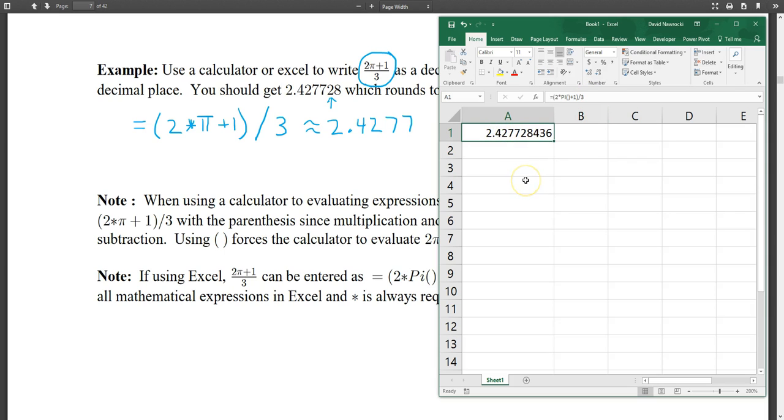Now that pi, I typed it in as uppercase. You could type it in as lowercase pi like that. Still evaluates it out. In fact, it made it uppercase. Alright.